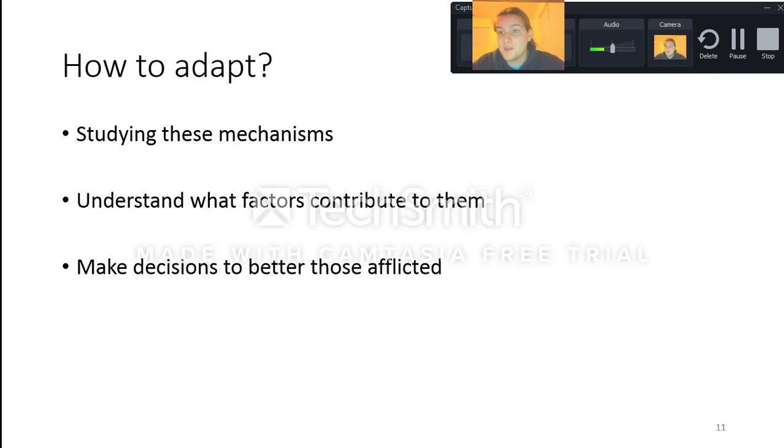Now, to wrap everything up here, we need to figure out how we can adapt to this problem. And the only real way to adapt is to just study and learn about these mechanisms, understand what factors contribute to them, and make better decisions about where you build your property and where you live to coincide with the natural events that are going to take place.